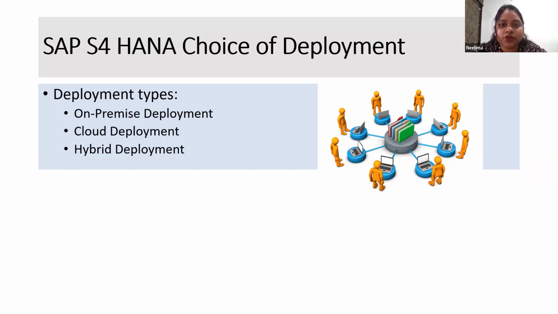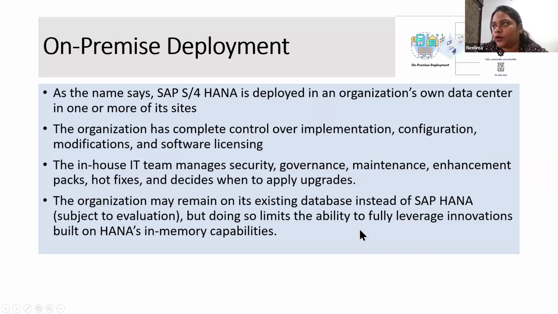In this deployment, we have different types of deployment, based on the deployment model. The types of deployments that we have are on-premise deployment, cloud deployment, and hybrid deployment. And under cloud deployment, we have two different types, which are private cloud and public cloud, which will be explained in the further slides. Next, we'll go to the on-premise deployment.